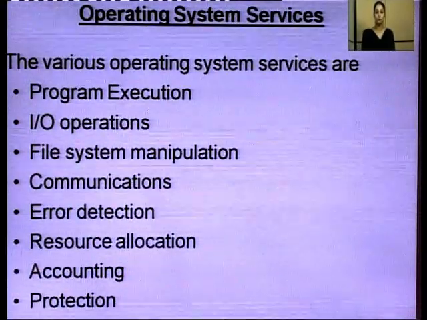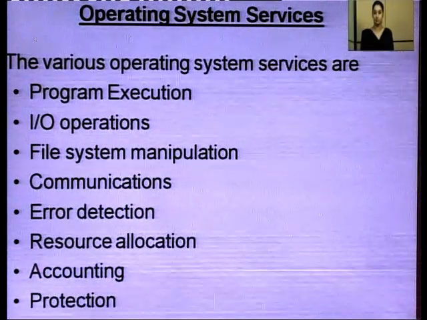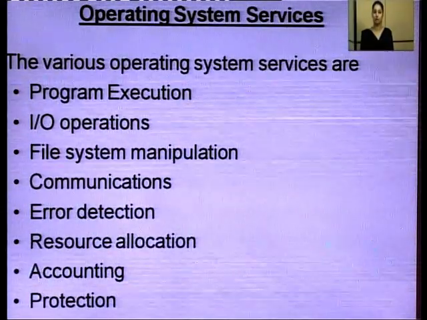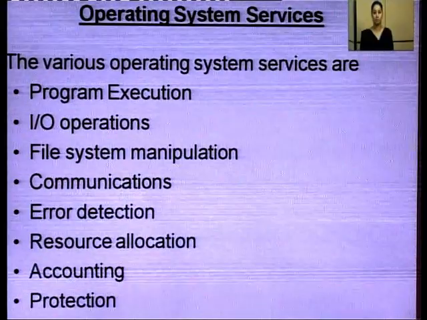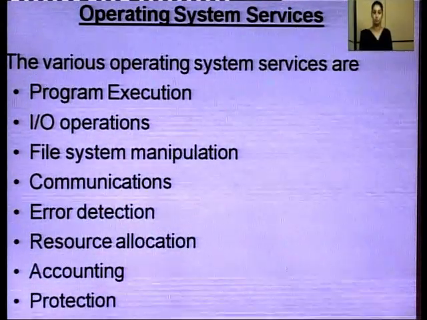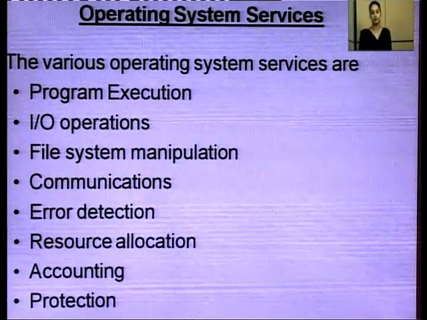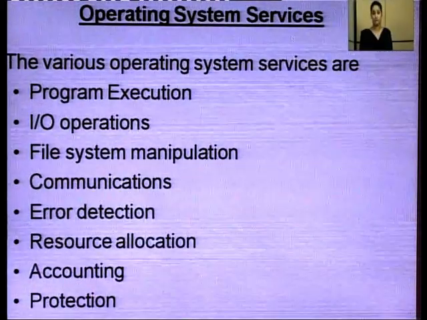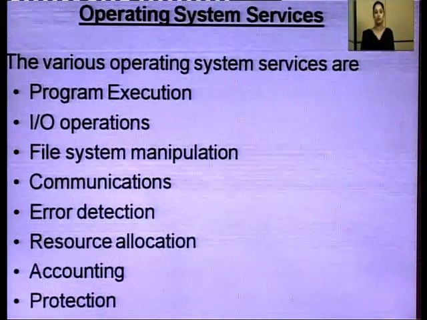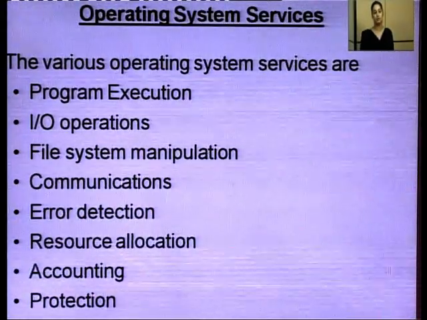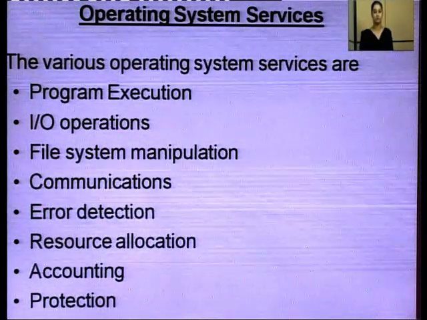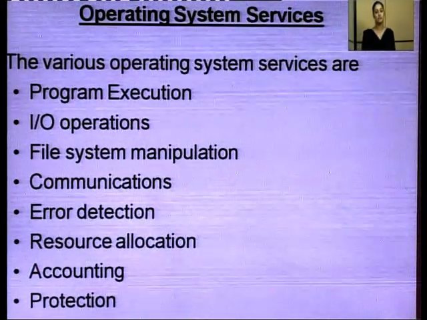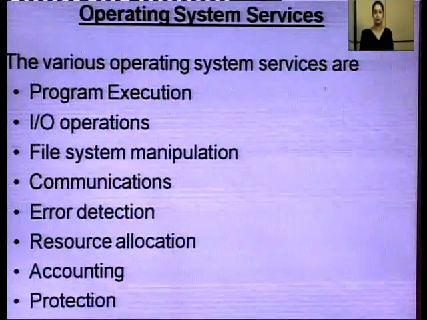Accounting: how many resources are given to a process, when the resources are given, and how long they are given, all that is managed by the operating system. Protection: it protects the system from various users. It provides a password to protect it from other users. I also need protection of the system from viruses. All these services are provided by the operating system. The first five are the services given to the user for any work, and the last three are the services which the operating system generates itself for its proper working.